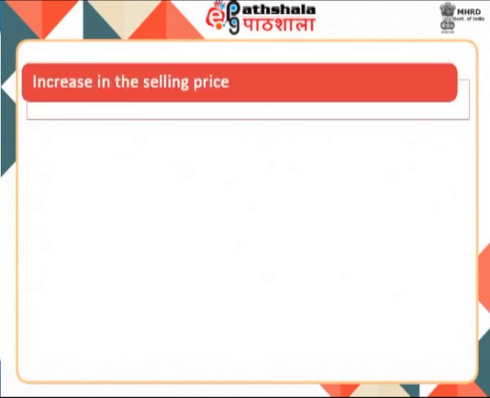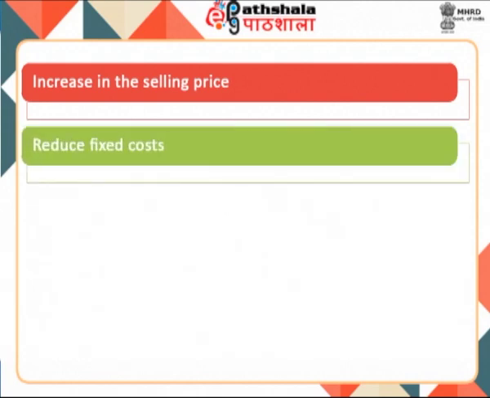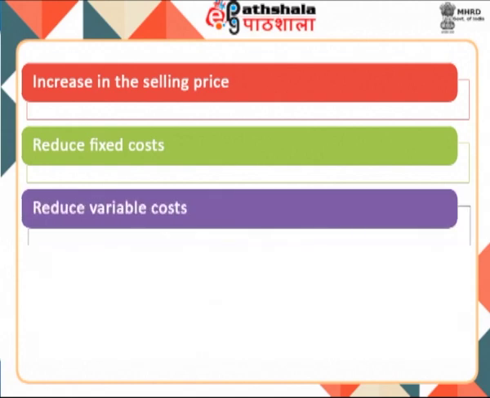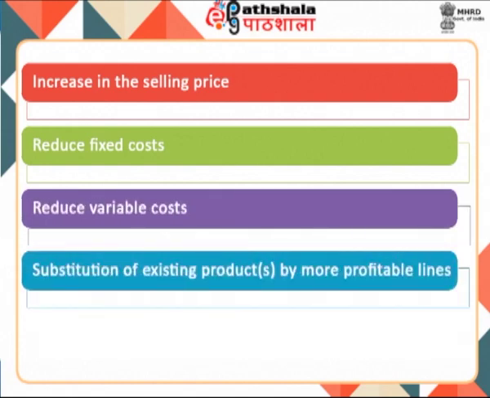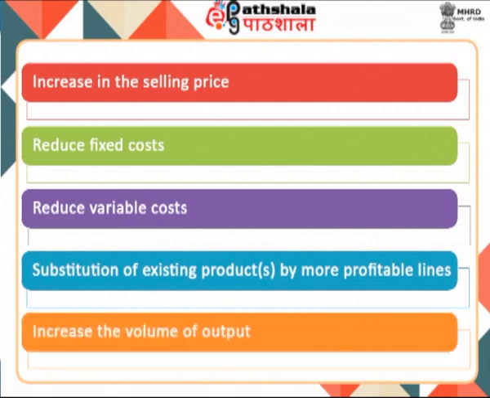Increase in selling price. For this to be possible, the company must be in a very strong and favorable position. It should be able to influence the price charged. The demand must be inelastic, otherwise, the same quantity will not be sold. Number 2. Reduce the fixed cost. Number 3. Reduce the variable cost. Number 4. Substitution of existing product or products by more profitable product lines. Number 5. Increase the volume of output.